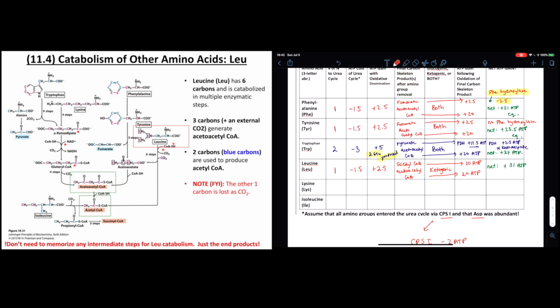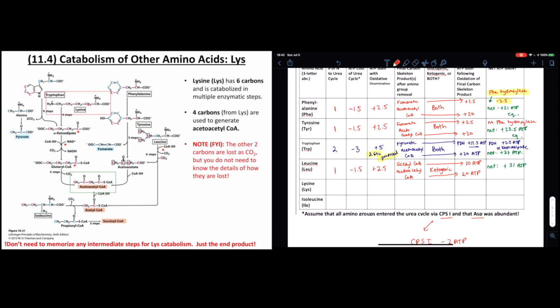Okay, let's try lysine. Okay, so lysine has 6 carbons, 1, 2, 3, 4, 5, 6, and has 2 nitrogens. So we have 2 nitrogens there. That's going to cost you -3. And again, we're going to get +5 here because we're going to get 2 glutamate produced. And I would show you that on a real exam too, okay? So we get lysine being used, and it's going to produce only acetoacetyl-CoA. So all of these carbons on here are just going to go on to make this acetoacetyl-CoA. That's the main thing I want you to get across there.